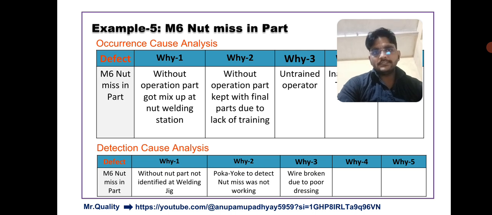The defect detection cause analysis: the first one was the occurrence cause analysis and the second is the detection cause analysis. It means the first one is how it was made and the second one is how it flowed to the customer. Defect is M6 nut missing part. First why: the missing nut part was not identified at the building jig. The answer is the Poka-Yoke to detect nut miss was not working. Why not working? Wire broken due to poor dressing. This is the root cause. We should take countermeasure on wire broken due to poor dressing.